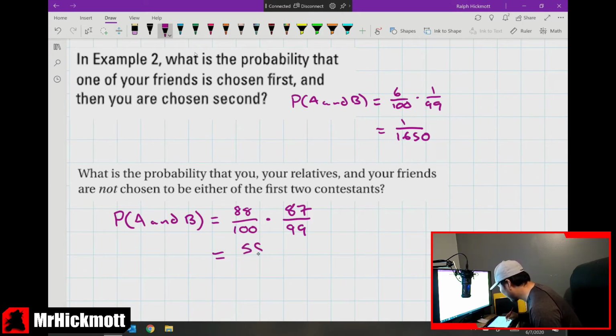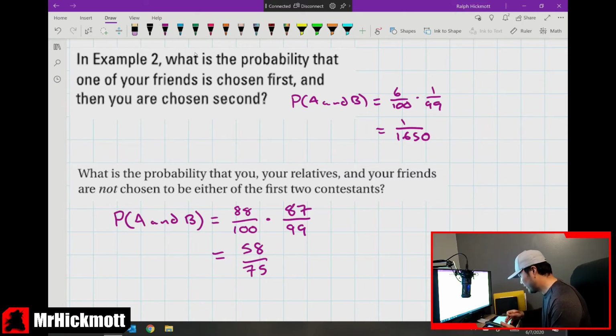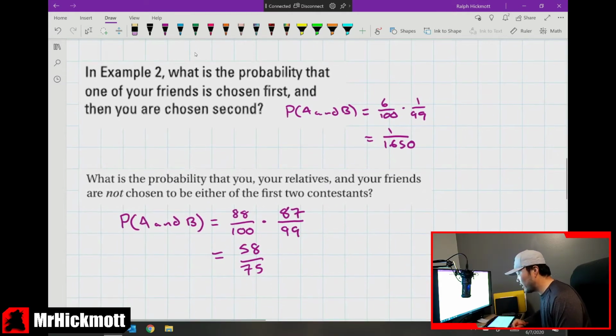Putting it in the calculator, it comes out to be 58 out of 75. I don't need to convert that to a percent, but you can see that because there's 12 of you out of 100, which is a low number, it is a higher probability that you're not chosen along with your friends and relatives. Hopefully this gave you a good look at independent and dependent events.